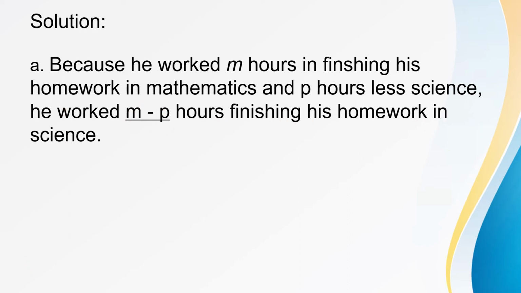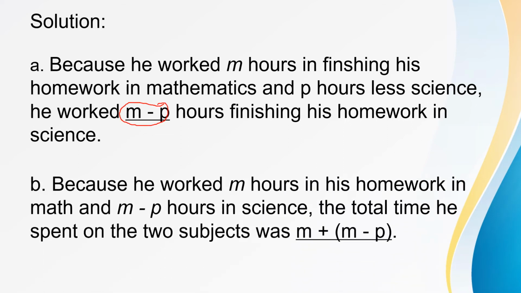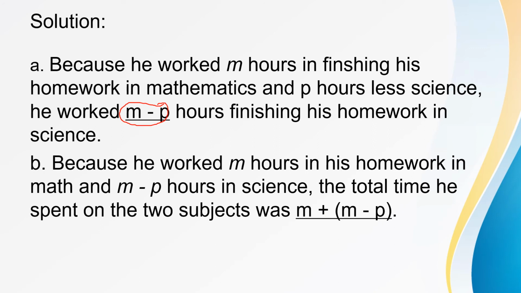So the answer here is M minus P. Next, for letter B, because he worked M hours in his homework in math and M minus P hours in science, the total time he spent on two subjects was M plus the quantity of M minus P. Because M is the math, and science is M minus P, so this is the total time spent working on two subjects. Alright?